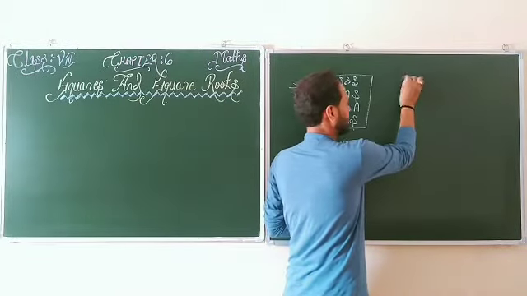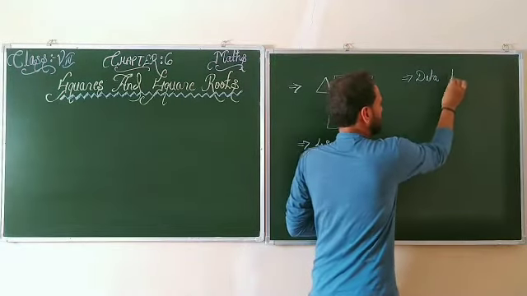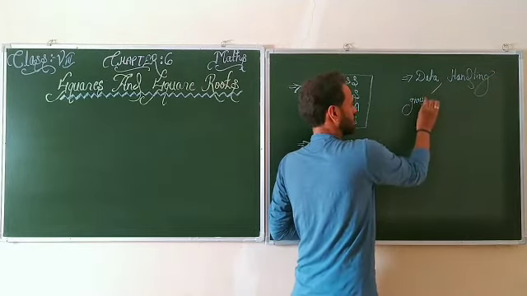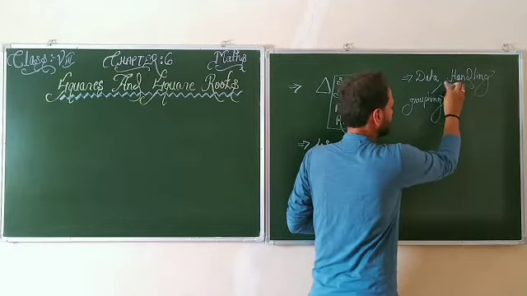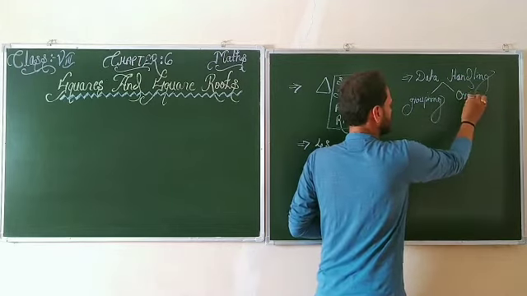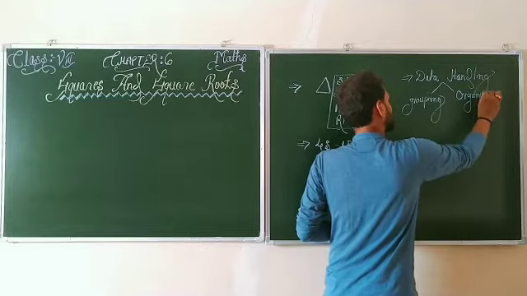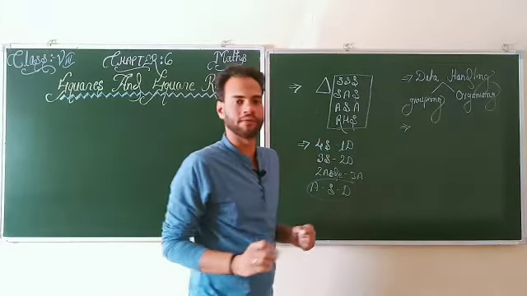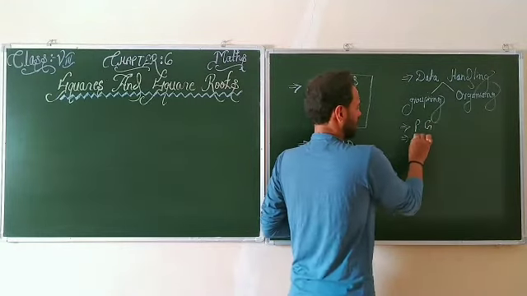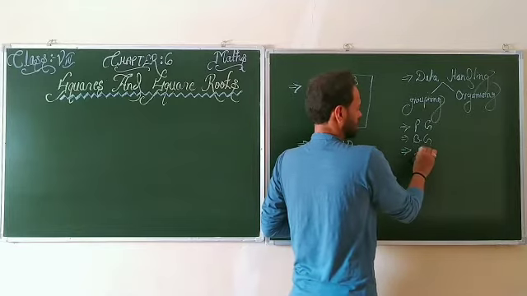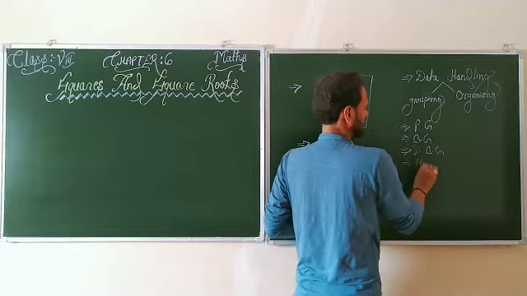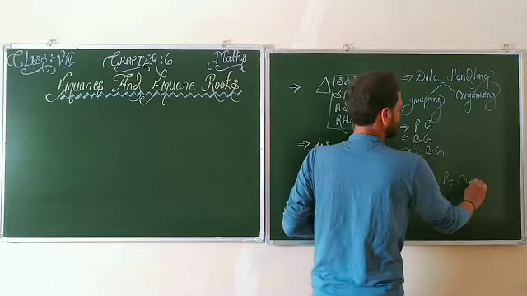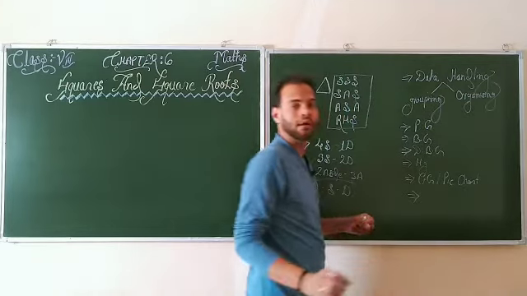And in chapter 5, data handling, we will learn grouping data and organizing data, and we will learn about different types of graphs like pictograph, bar graph, double bar graph, histogram, and circle graph, or we can say pie chart, and lastly in this chapter we will learn about probability.